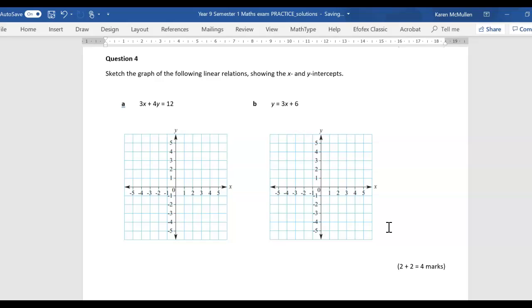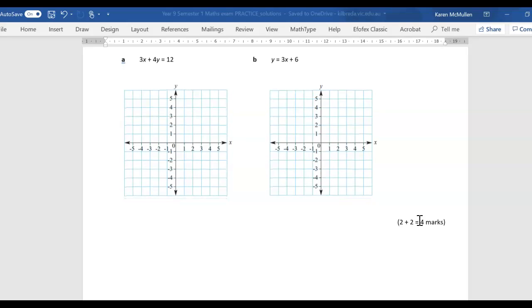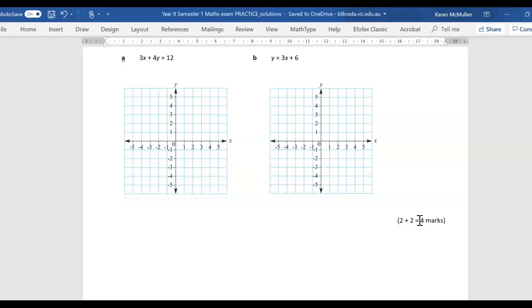Question 4, sketch the graph of the following linear relation showing the x and y intercepts. So when you're sketching, all you need is 2 points. Usually the easiest points are your x and y intercepts, especially if it's in this form, which we call intercept form. So I'll do the working out under here. To find the x-intercept, you let y equal 0. So we're going to have 3x plus 4 times 0 equals 12. So that disappears. So 3x equals 12. And just get x by itself. So x equals 4. So I'm going to put a point at x equals 4.